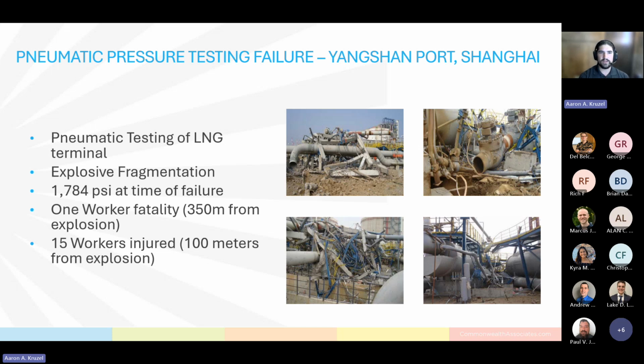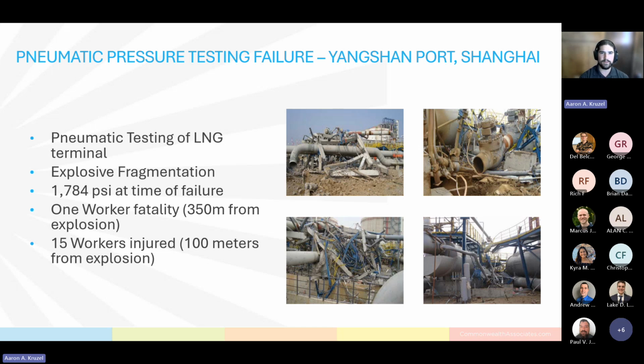And the one thing that stood out to me was the distance. Someone was killed almost a quarter mile away from where the explosion happened. They were a worker at the site, but not working. They were off shift. They were not doing the testing, but a piece of scaffolding material came, impaled them, and killed them.